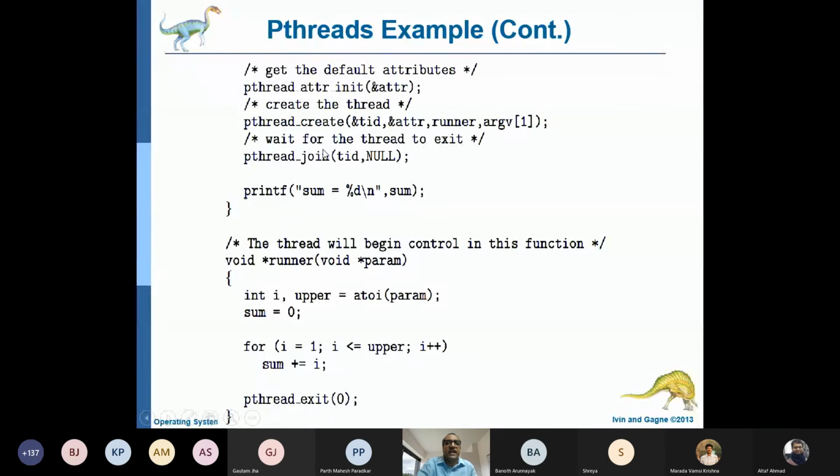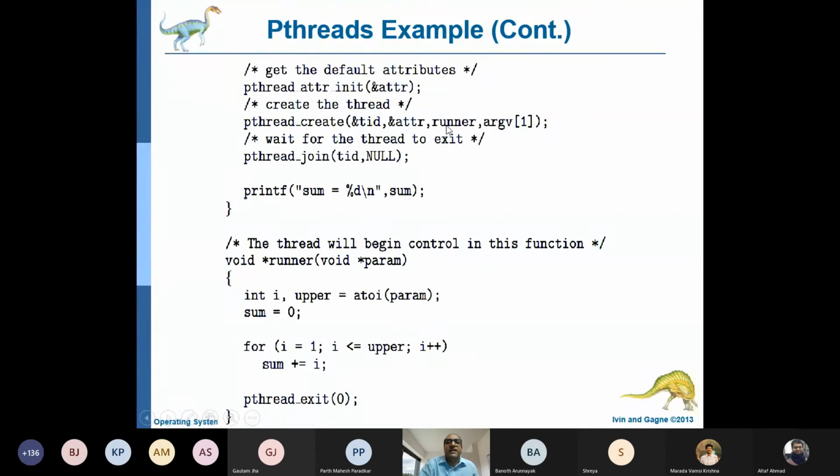Then afterwards, this is the case of synchronous threading. After creating a thread, the parent thread will wait. That means pthread join: the parent thread will wait for this particular thread ID to complete. Whatever thread you are creating, that particular thread has to be completed. When you create a thread, the parent will come to know the thread ID that was created. In case of synchronous threading, after creating a child thread, the parent thread will wait until the child thread completes.